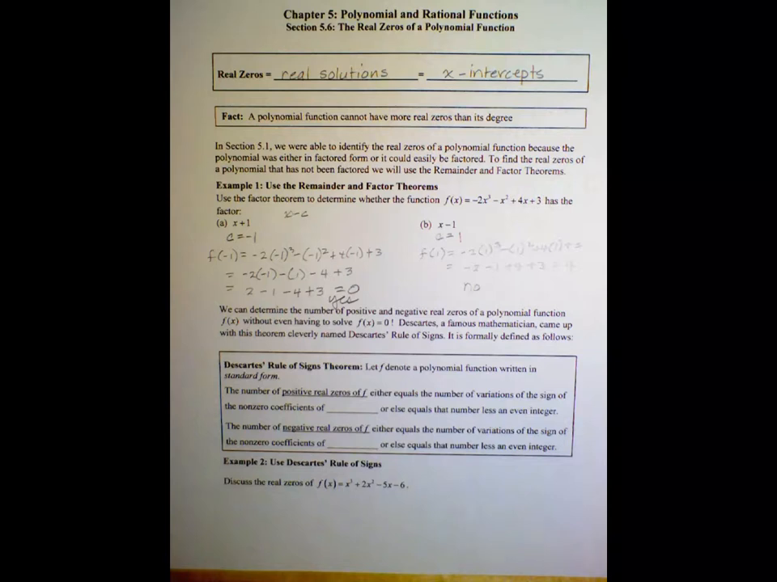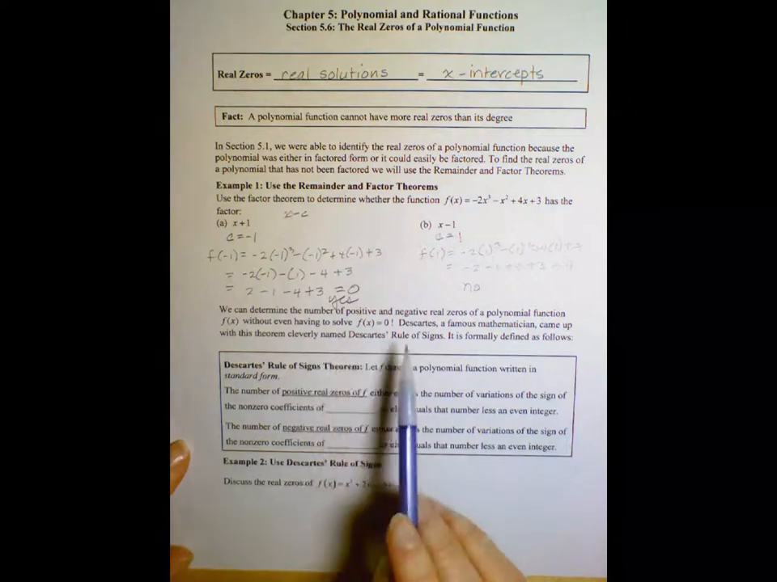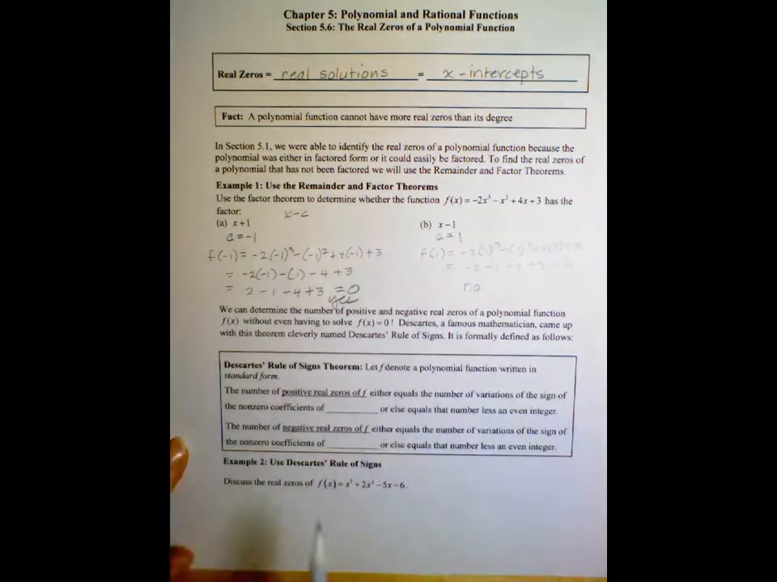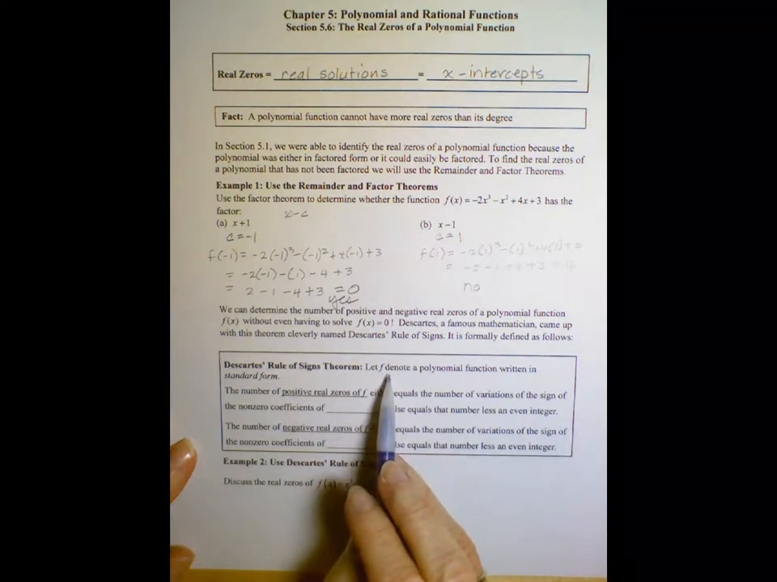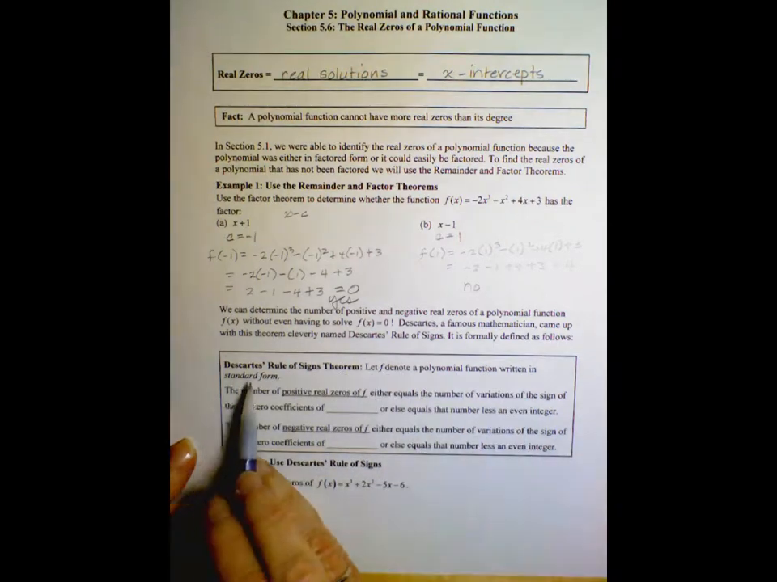Another strategy we're going to need for finding the real zeros of a polynomial function in section 5.6 is something called Descartes' rule of signs. He was a famous mathematician who came up with this strategy or theorem. Let f denote a polynomial function written in standard form.